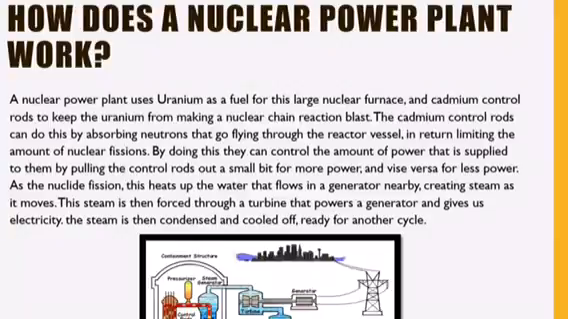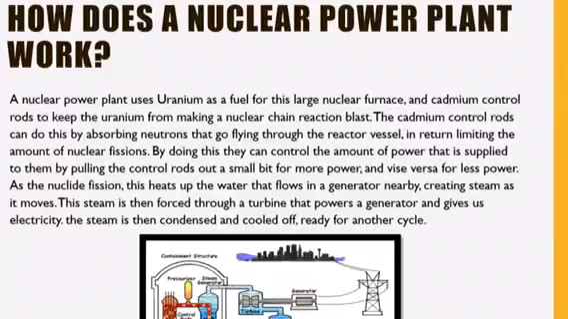How does a nuclear power plant work? A nuclear power plant uses uranium as a fuel for this large nuclear furnace and cadmium control rods to keep the uranium from making a nuclear chain reaction blast. The cadmium control rods can do this by absorbing neutrons that go flying through the reactor vessel, in return limiting the amount of nuclear fissions. By doing this, they can control the amount of power that is supplied to them by pulling the control rods out a small bit for more power and vice versa for less.